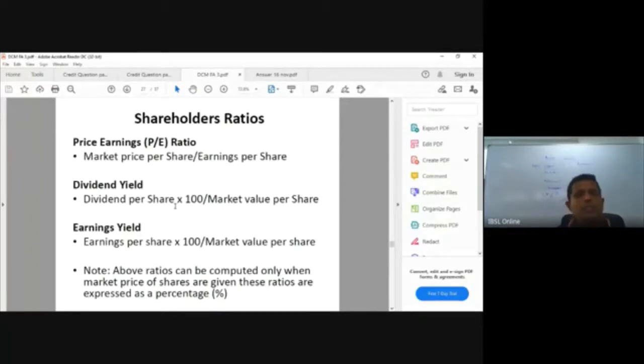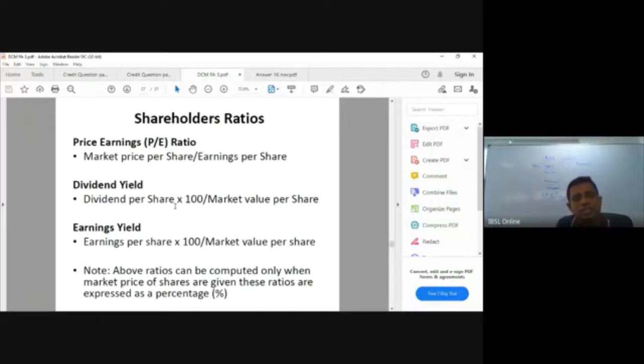For example, you are purchasing a share at 20 rupees per share, and that share's earning per share is 10 rupees. Then it will take 2 years for you to realize your investment. Your investment is 20 rupees and your return is 10 rupees per year. If the EPS is 5 rupees, then it will take 4 years to realize your investment. The lower the PE, the better it is.